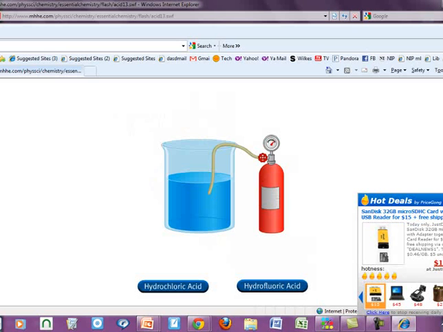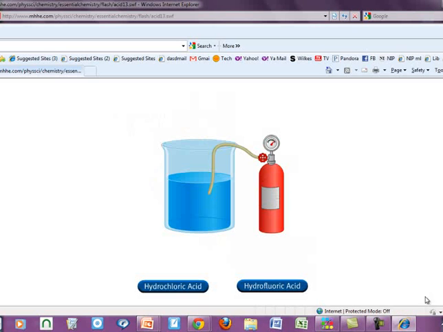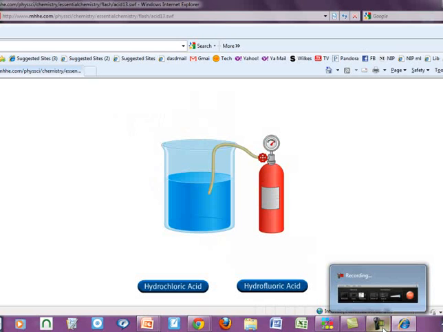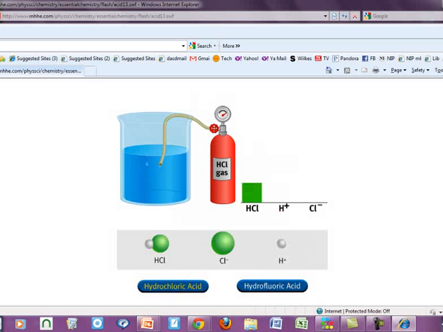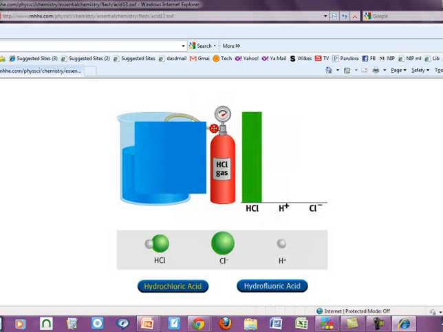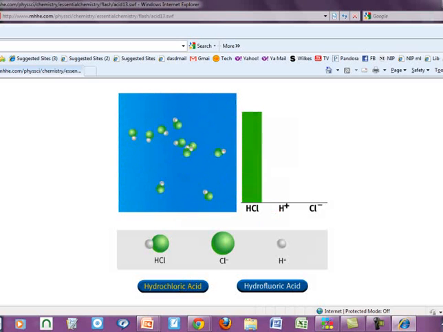This animation demonstrates the difference between a strong acid, hydrochloric acid, and a weak acid, hydrofluoric acid. Click on one of the buttons to see hydrochloric acid, HCl, or hydrofluoric acid, HF, dissolved in water. Hydrochloric acid is a strong acid. Strong acids are strong electrolytes, which for most purposes are assumed to ionize completely in water.